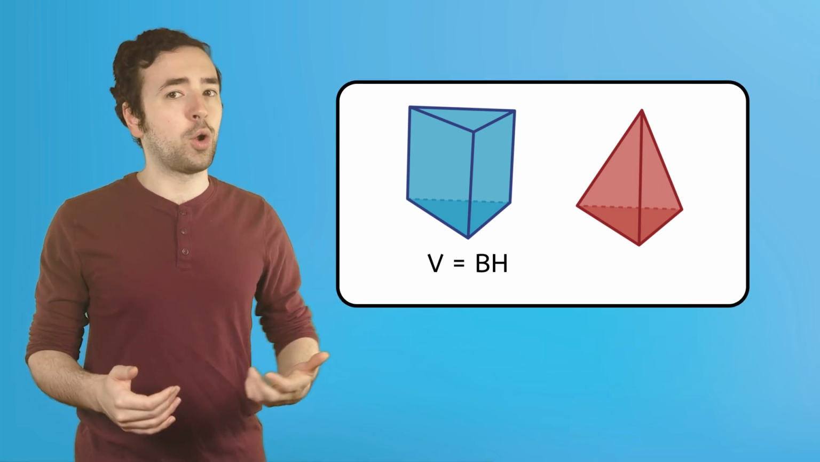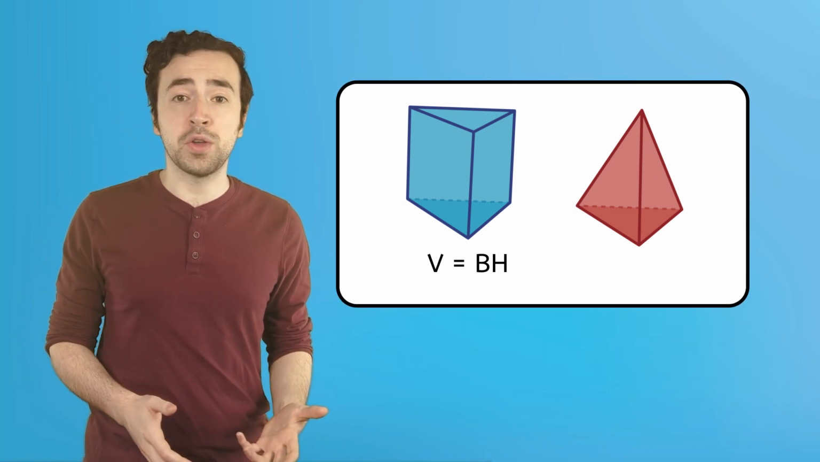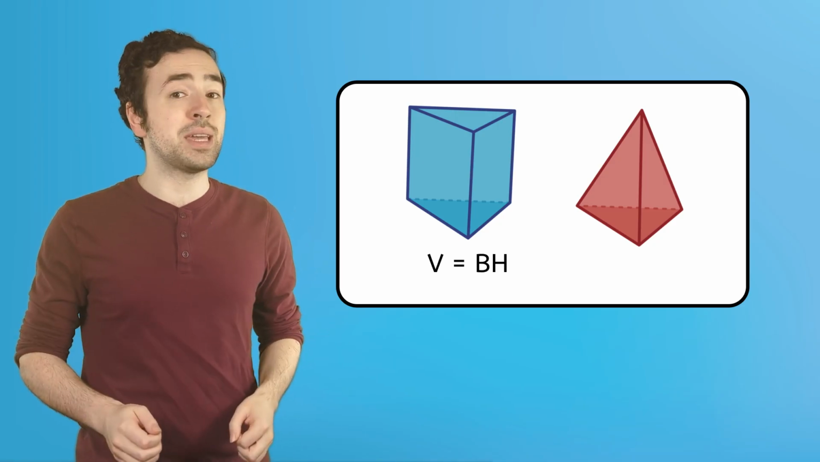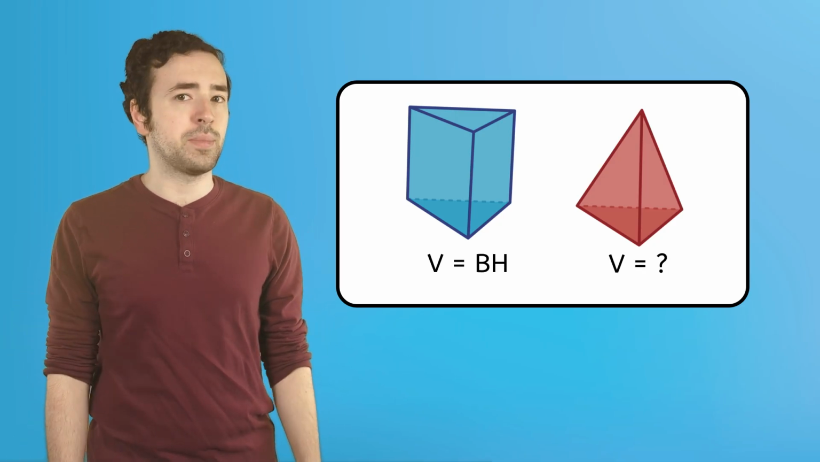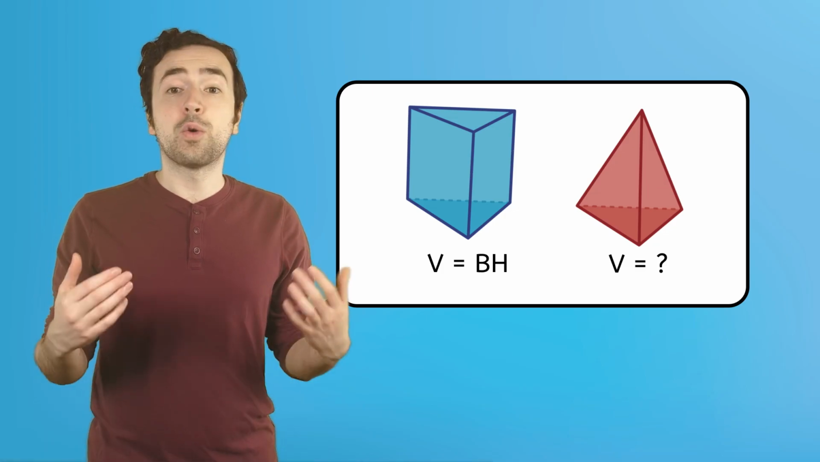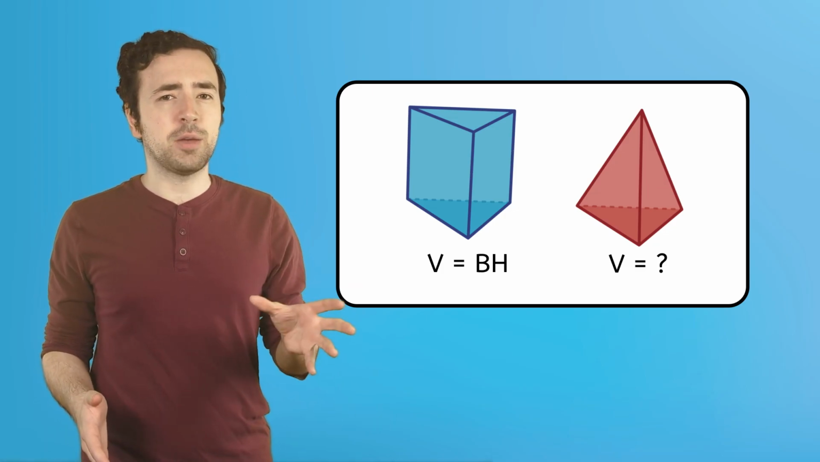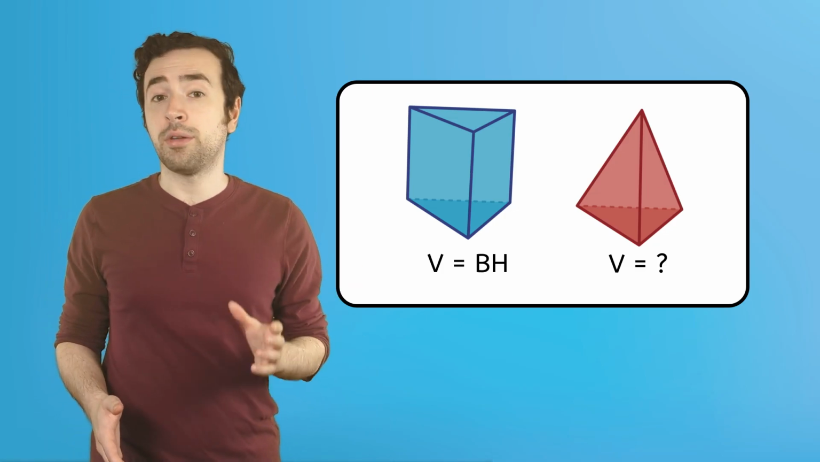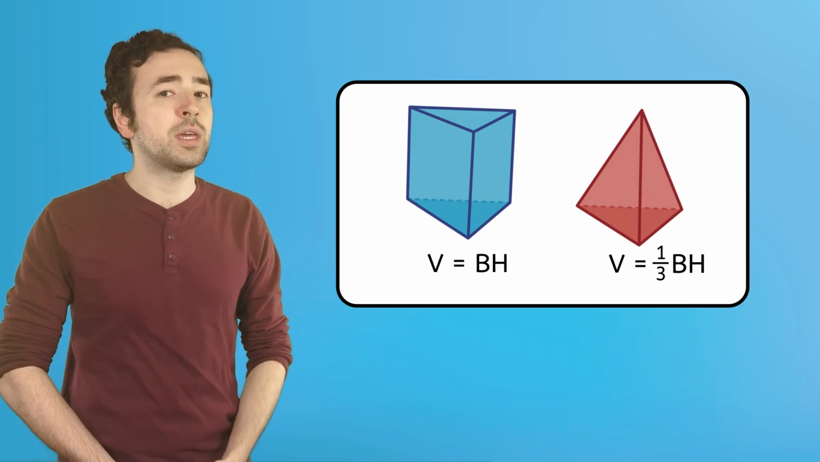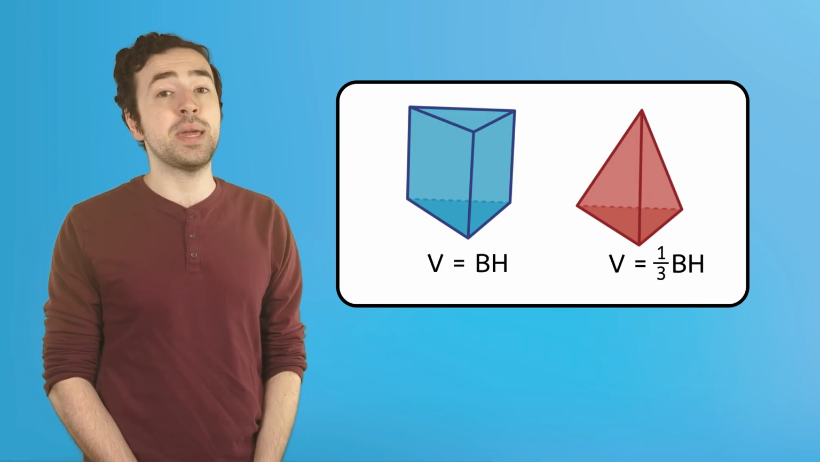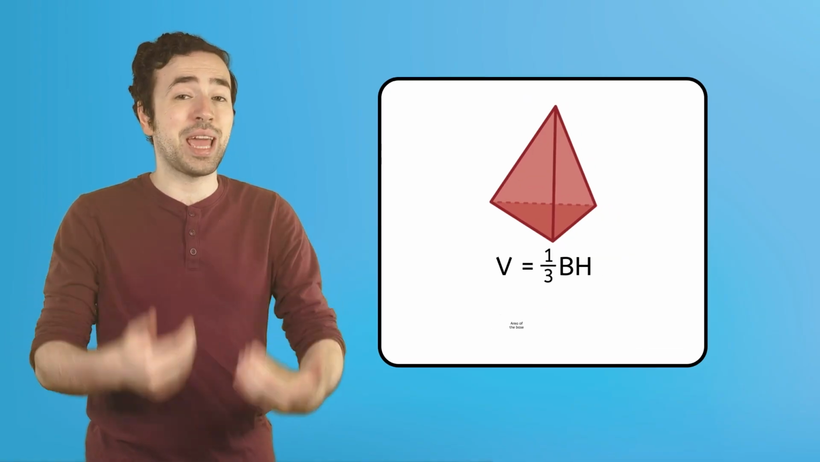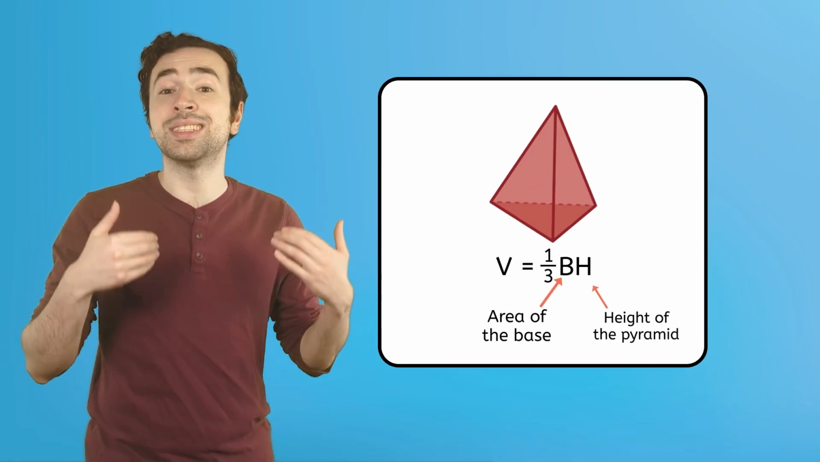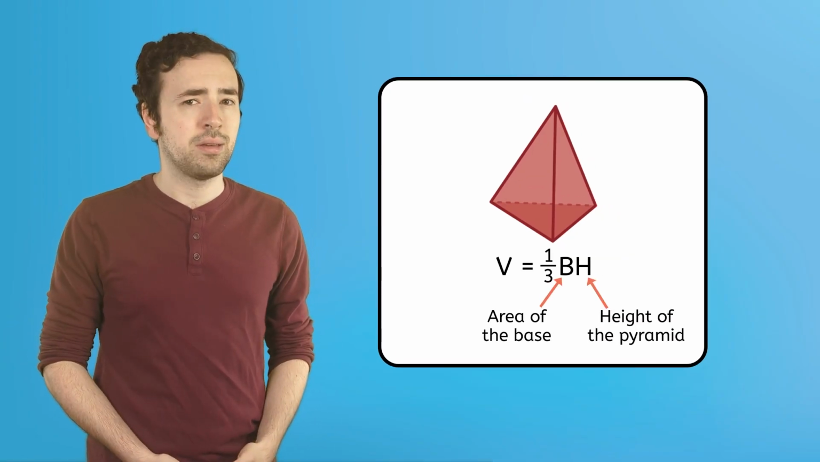Since a pyramid holds 1/3 of the volume of a prism with the same big B and same big H, what's the formula for the volume of a pyramid? For pyramids, we just multiply big B and big H by 1/3, giving us volume equals 1/3 times big B times big H. In this formula, big B is still the area of the base and big H is the height of the pyramid. Think you're ready for some examples?